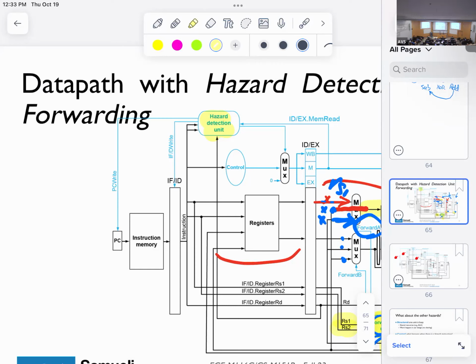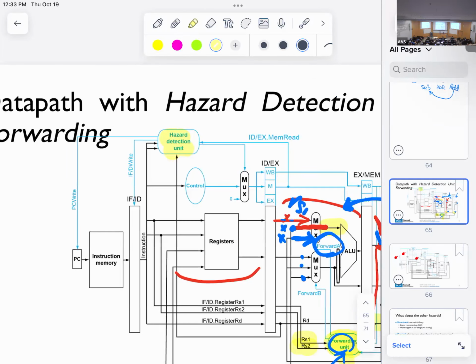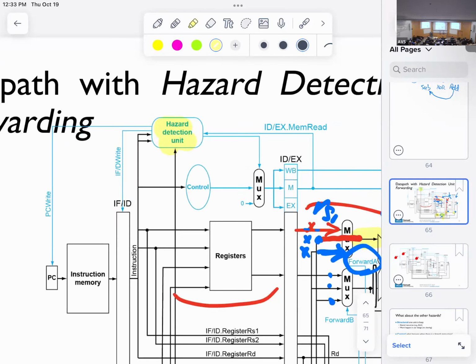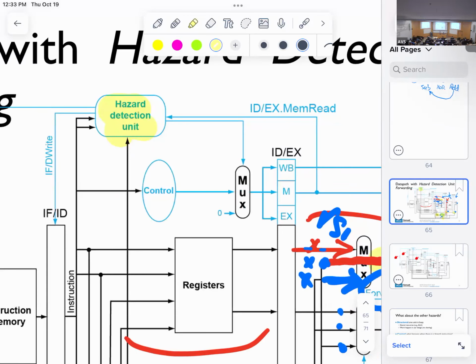So how does this hazard detection unit basically work? In order to insert the bubble, we are using this very, very simple trick. As you can see here, what is really happening is this hazard detection unit has this output that is basically a mux that sits in between the controller and my pipeline registers.